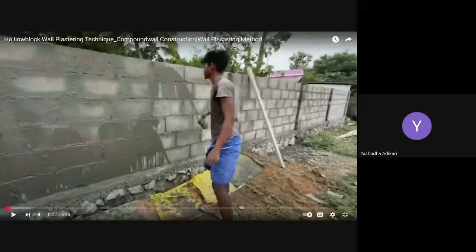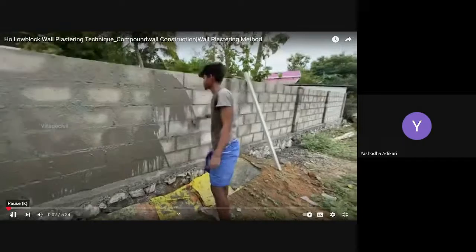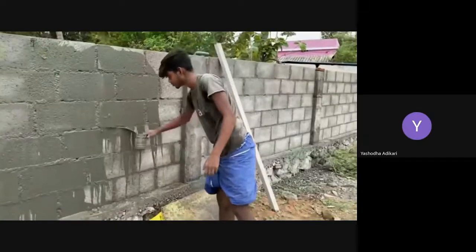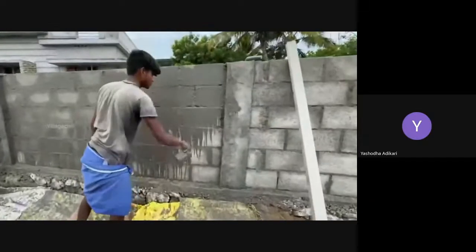Now look at this. This is a cement block wall. See how they are doing the plastering work, right? Now can you see? I'll tell you after that the reason for that. Watch the video.